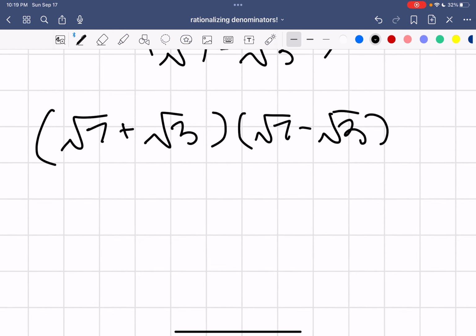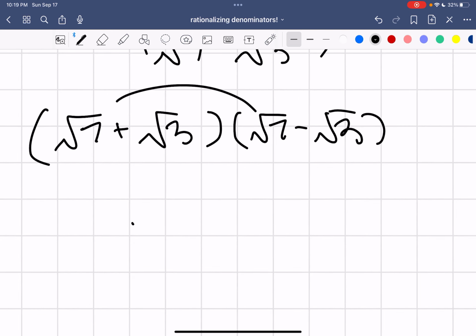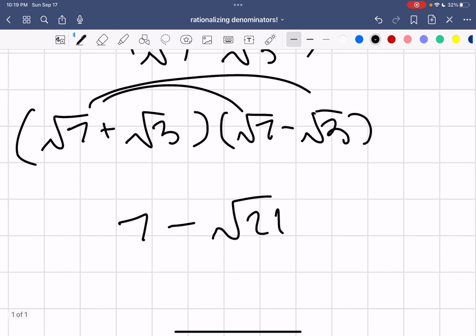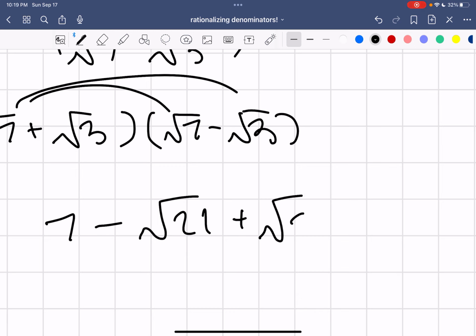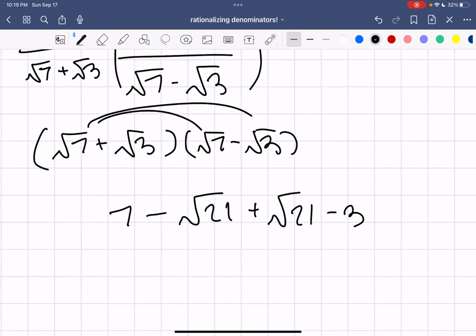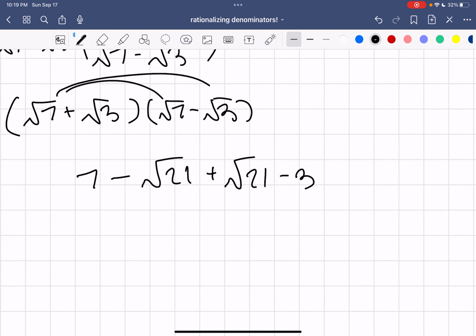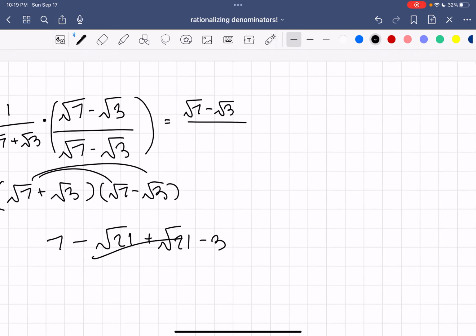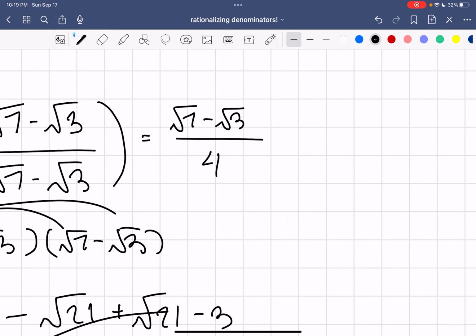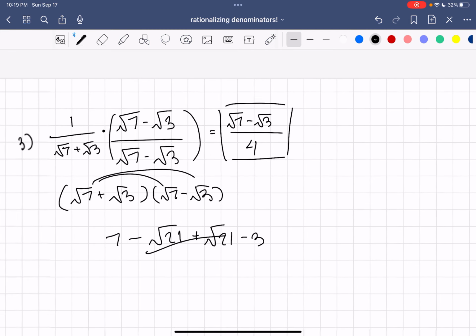I don't know what that equals, so give me a moment. So that would equal 7 minus square root of 21 plus square root of 21 minus 3. So that gets rid of this stuff, right? Okay, yeah. So you just have 4. Cool. Awesome. I think I did that right.